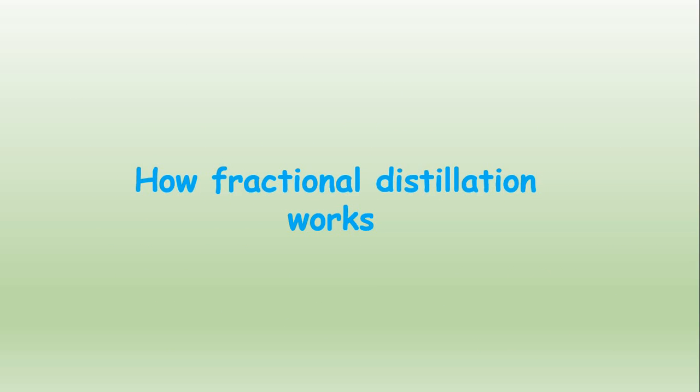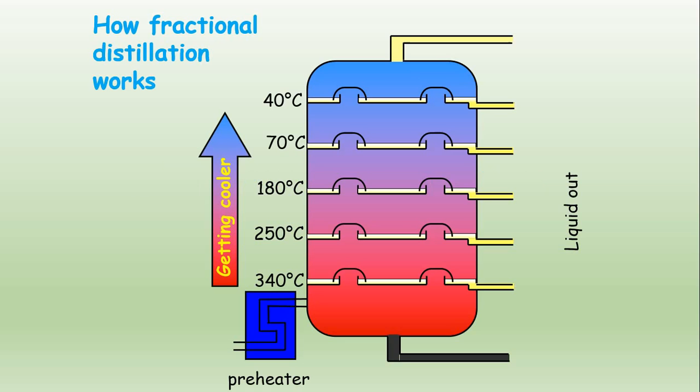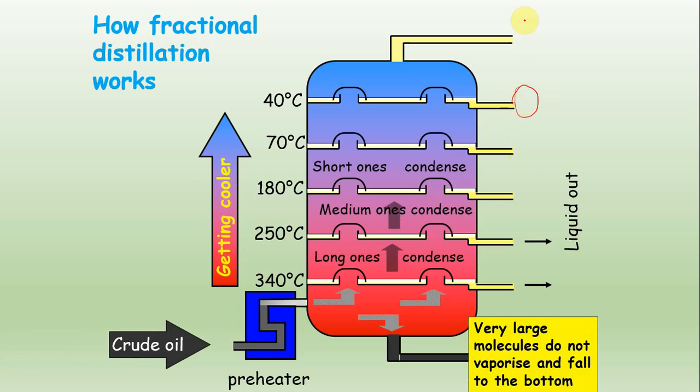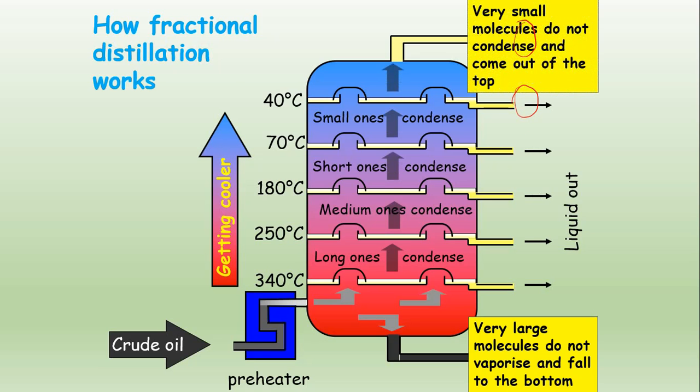Now, how does fractional distillation work? This is the main working of fractional distillation. We insert the crude oil at the bottom, and then we heat it, and when it is heated, the fractions are collected. Those with a low boiling point are collected at the top, and those with a high boiling point are collected at the bottom. So this is the main function of fractional distillation. It works in this way.